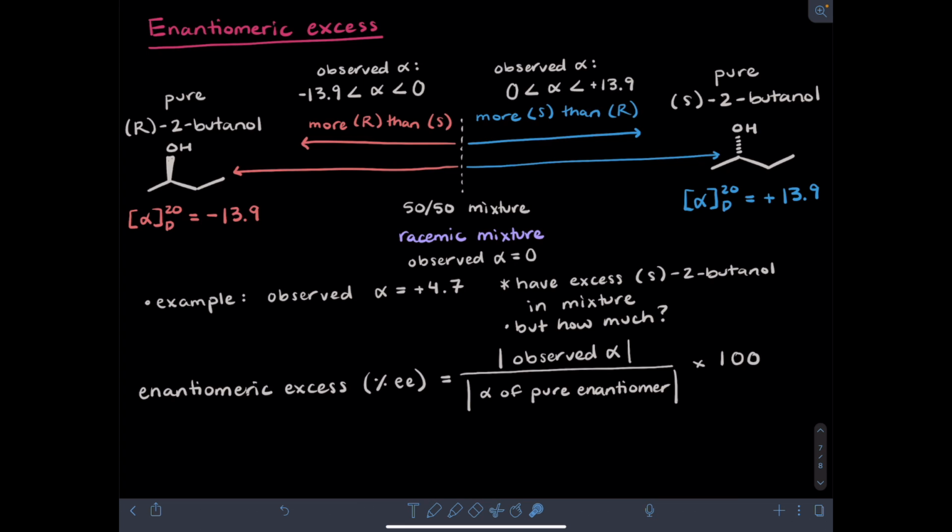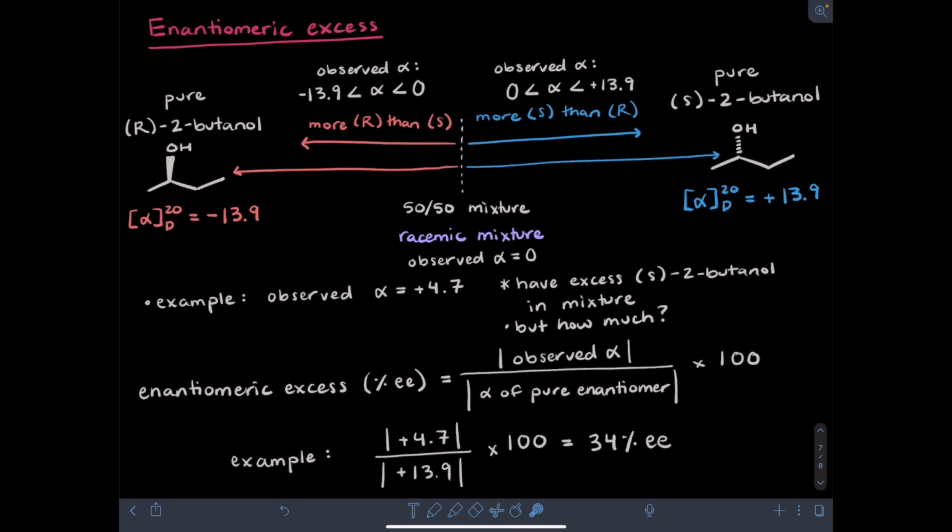I'll define a term known as the enantiomeric excess, also known as %EE. This is a measure of how much more of one enantiomer you have around relative to the other. You're going to take the absolute value of your observed rotation, alpha, and divide that by the absolute value of the alpha for the pure enantiomer. Then multiply that by 100.